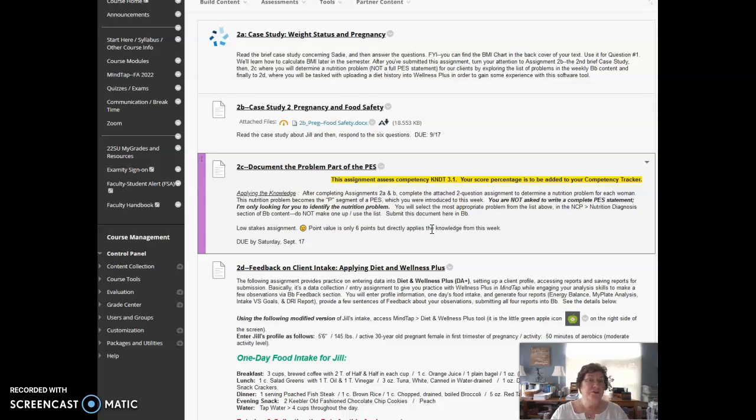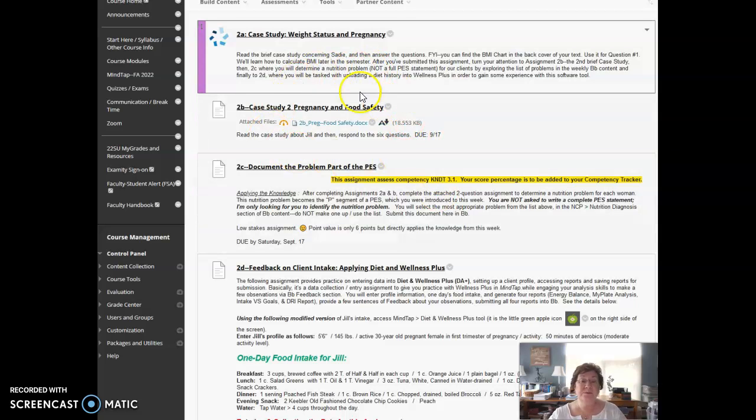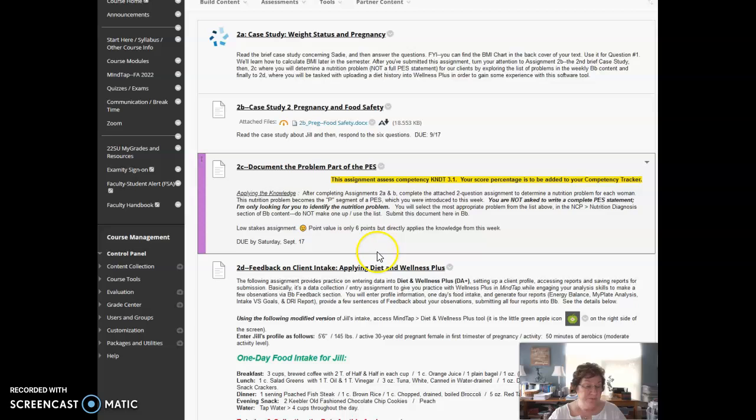And remember, you must use the problem list that I mentioned in that nutrition care process folder. And so again, we're only looking for the problem portion of the PES statement this week. Assignment 2D offers practice on uploading the food intake for the second pregnant mom, this one related to food safety, in Diet and Wellness Plus in MindTap.